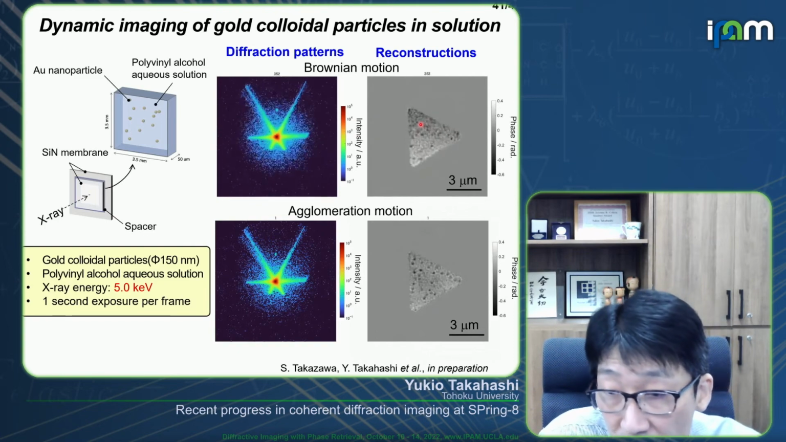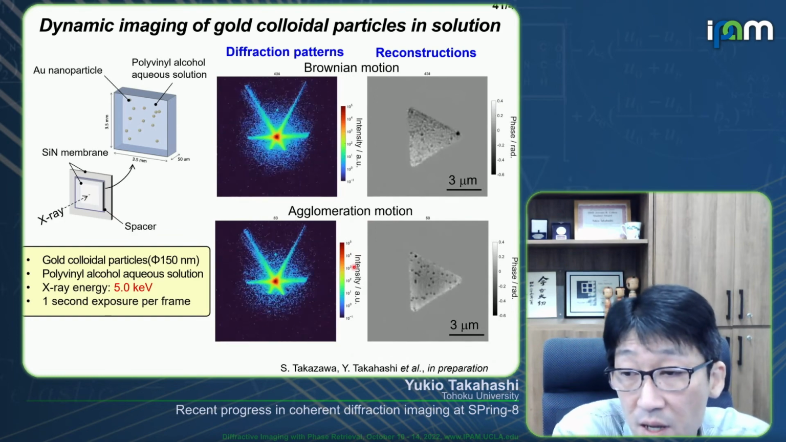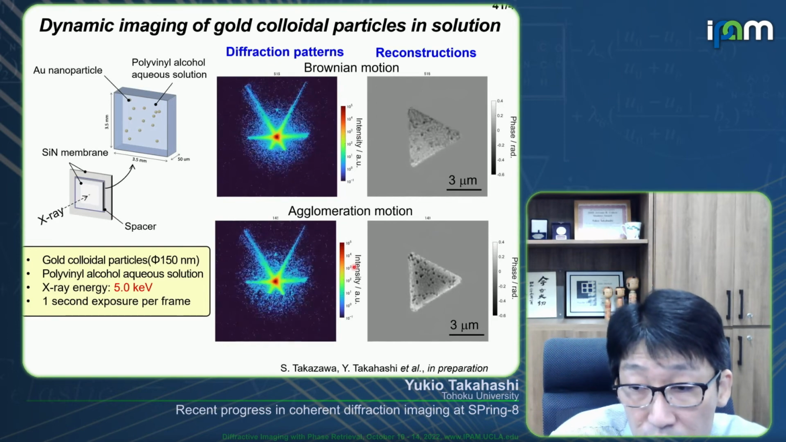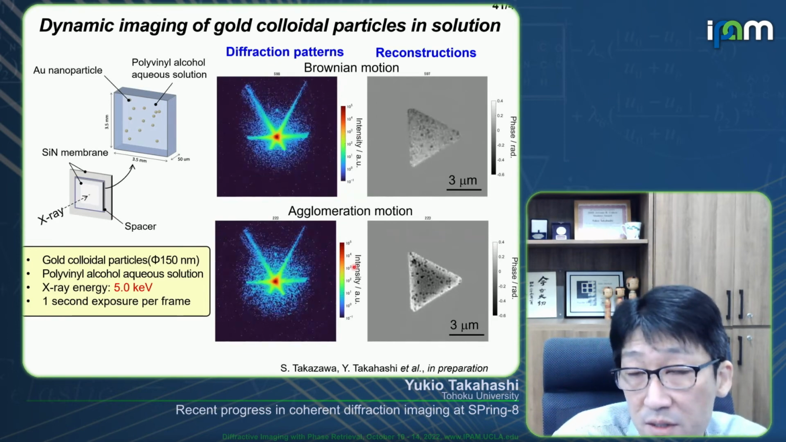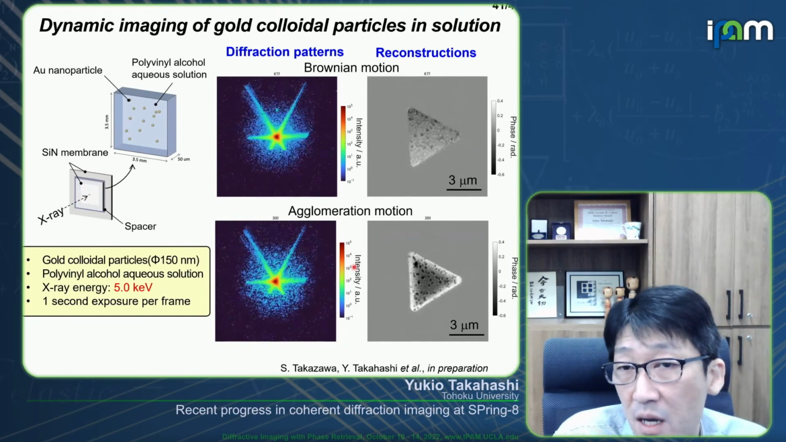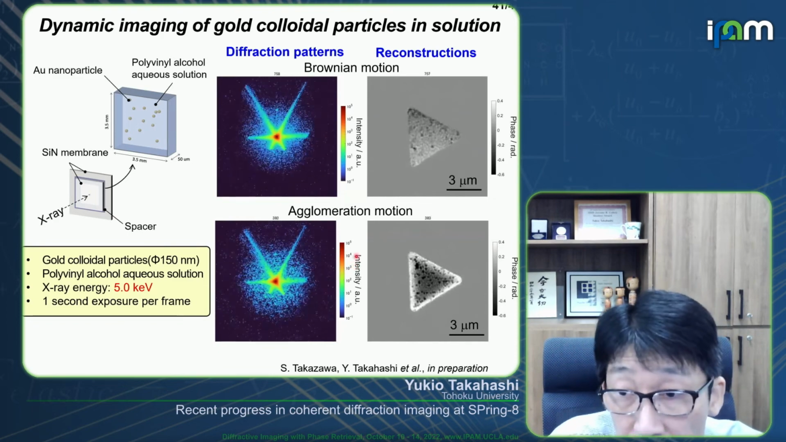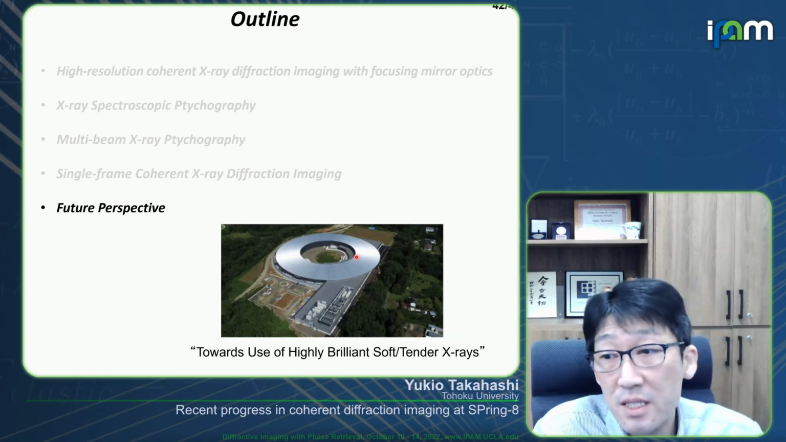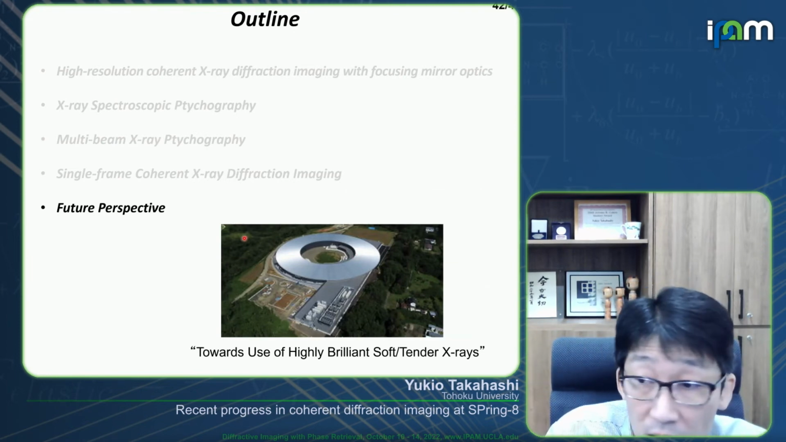That is agglomeration. So when the viscosity is increased, the X-ray beam damages the solvent and causes the particles to agglomerate. Anyway, we successfully demonstrated dynamic nano imaging by using single frame coherent diffraction imaging with triangular apertures. Okay, and finally, the future perspective, that is towards the use of highly brilliant soft X-rays.